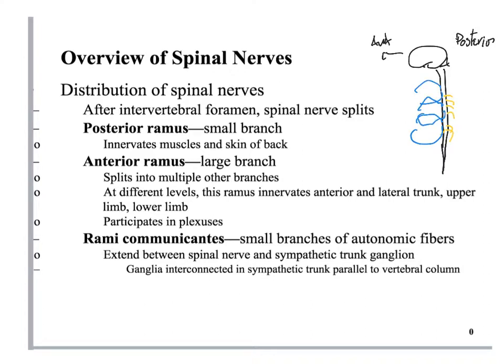So they have to go a little bit longer. And those are what's called rami. A ramus is a branch of a spinal nerve. So we have roots, which come together to form the spinal nerve, and then after it leaves the vertebrae, that spinal nerve splits into branches. If you think about it like a tree, you have roots that come together to form the trunk, and then they split into branches. So that's what those rami are. And the rami communicantes are small branches of autonomic fibers. We'll mention those a little bit when we talk about the autonomic nervous system later.